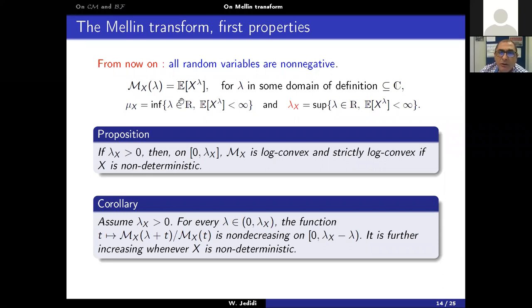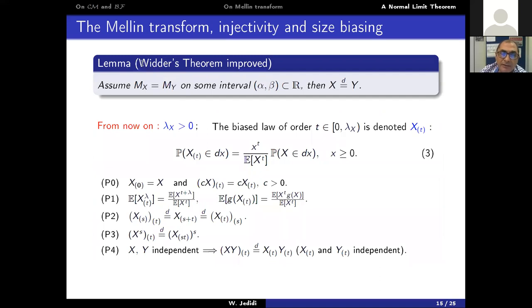Notice that the Mellin transform is not always well defined. So we talk about the lower bound for the range of lambda for which the Mellin transform is defined, and also the upper bound. So this function is defined between nu x and lambda x, open. Of course, the Mellin transform, modulo a simple change of variable, is a kind of Laplace transform, so we get the injectivity for free. But it's stated like this in Widder's book: if two Mellin transforms coincide on their common domain of definition, then the distributions behind them are equal.